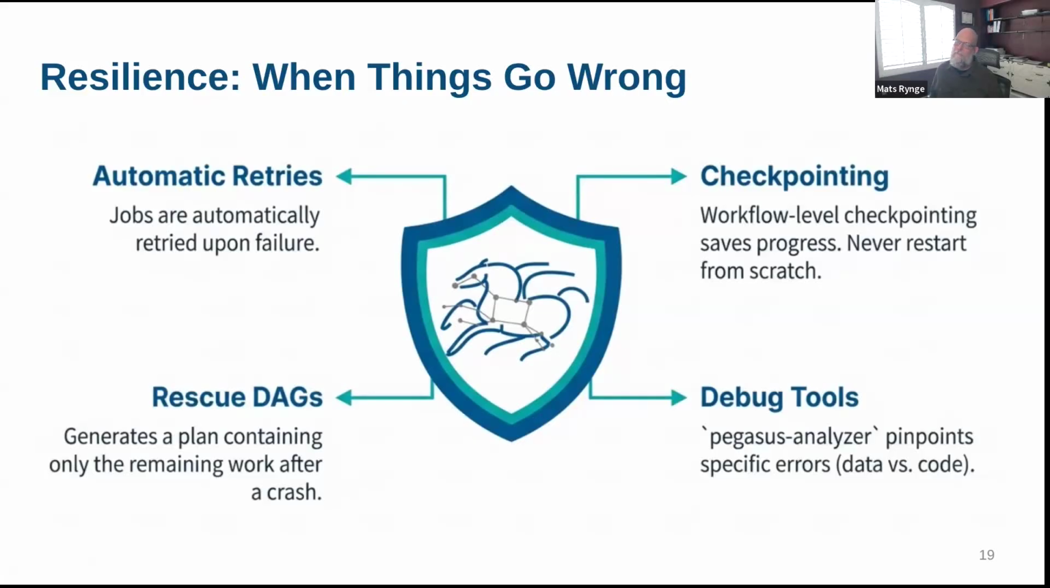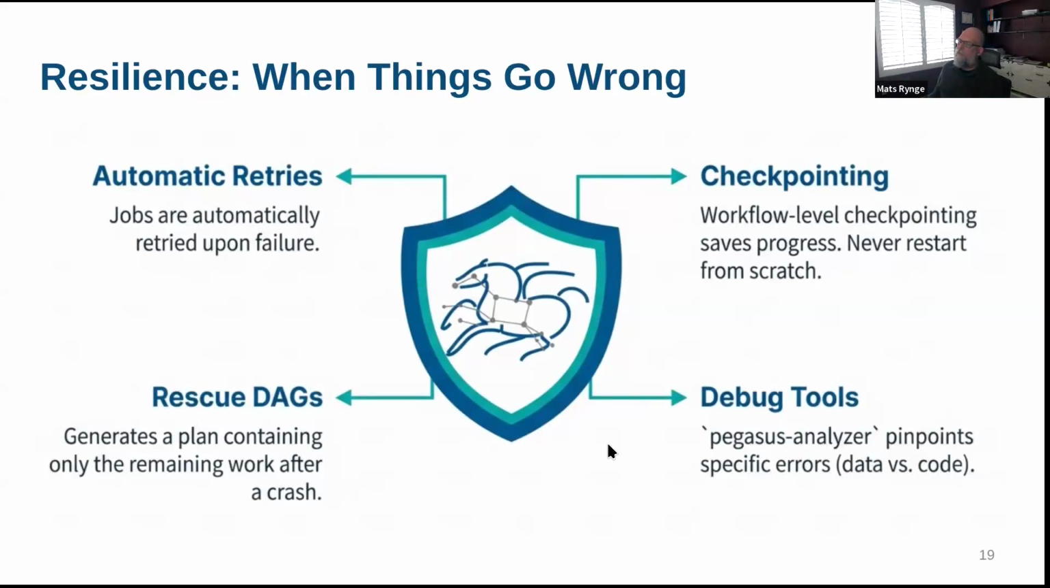So nothing is lost. If your application allows checkpointing, which is common in machine learning, for example, where the code will write out state every so often, that's something that Pegasus can pick up and manage for you.